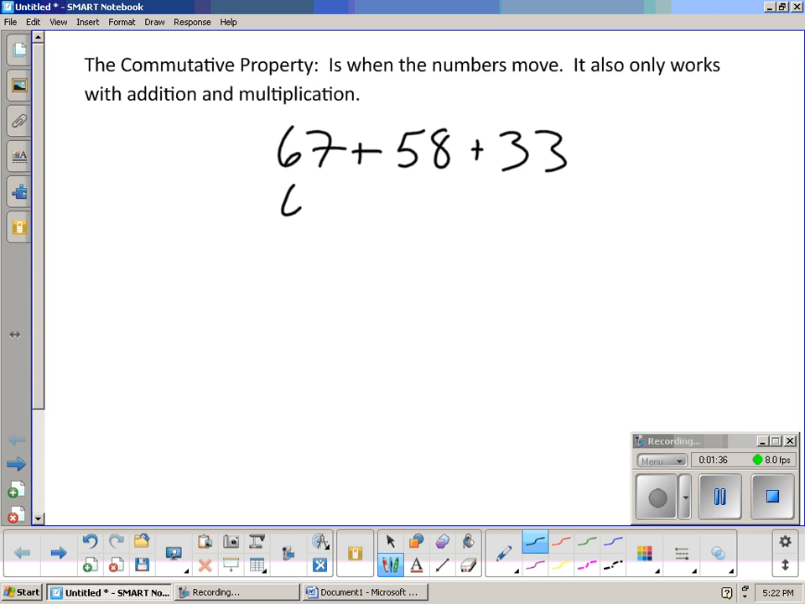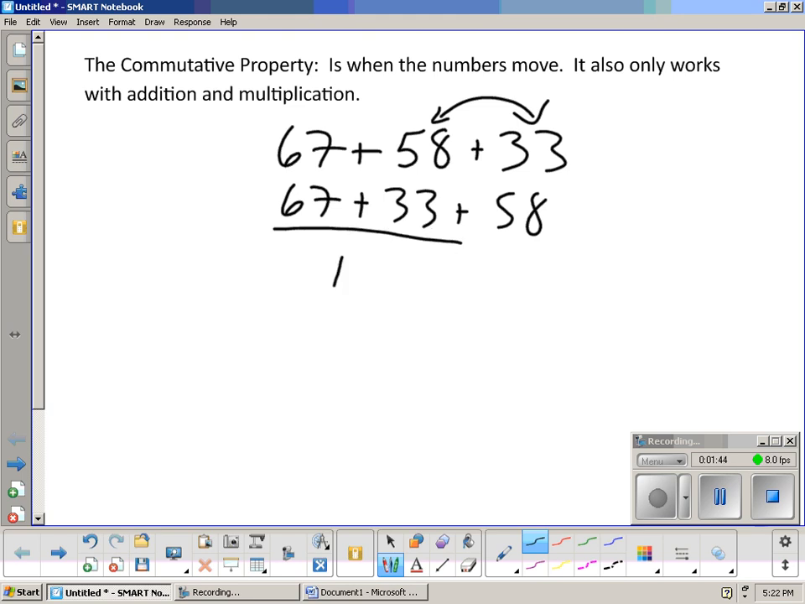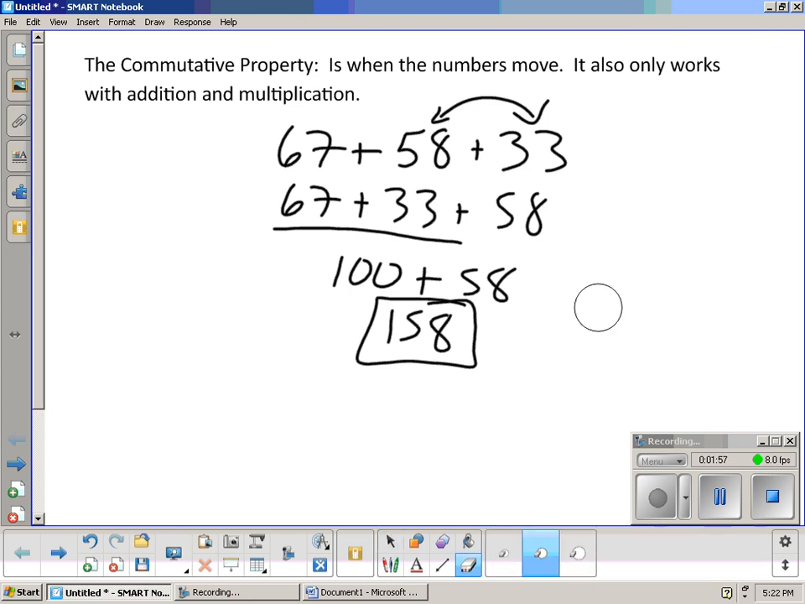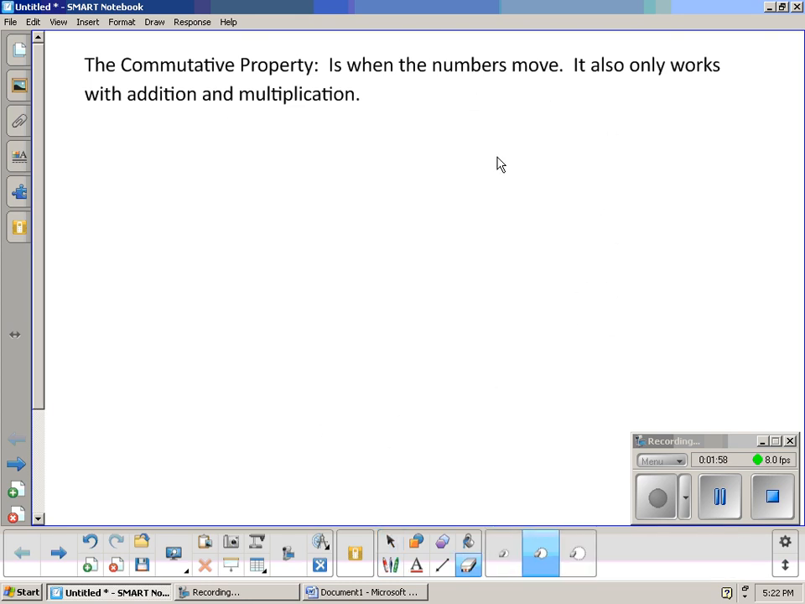Or you could just do this, 67 plus 33 plus 58. Move these numbers, right? And if you added those together, you're looking at 100. 100 plus 58 is again 158. So the commutative property allows me to move these numbers around. So it works happily with addition, okay? And it also works happily with multiplication, something as simple as this.